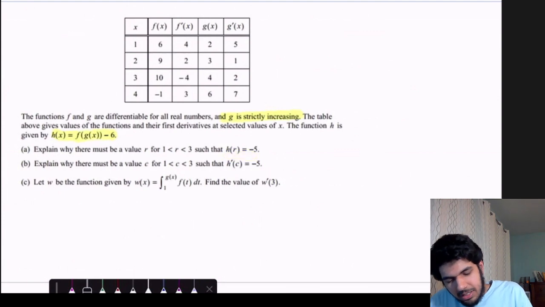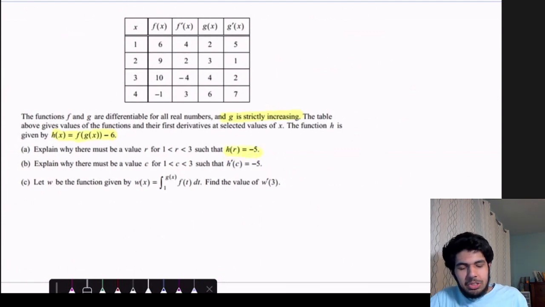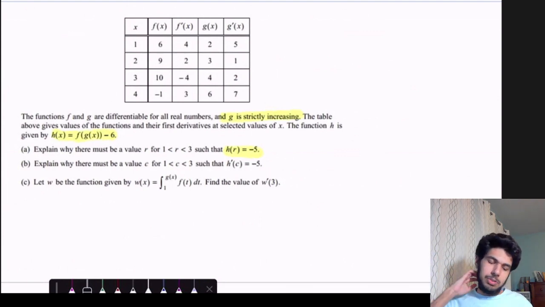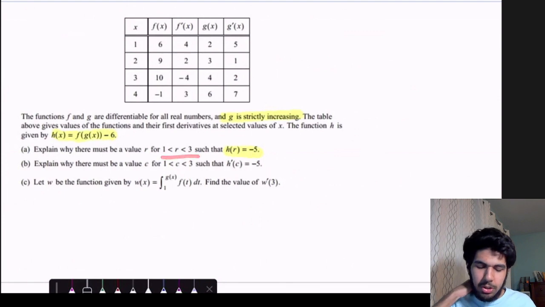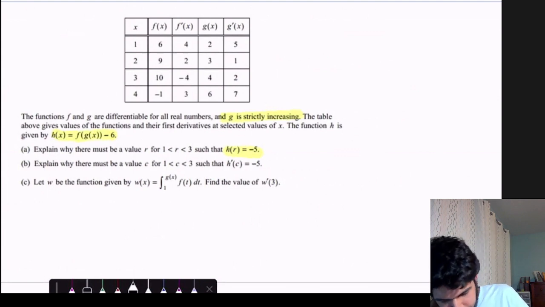And maybe it's a little bit hard to figure out what we need to do to find this h of r equals -5, since we're only given a few values in the table. But notice how our domain for r is restricted between 1 and 3. So why don't we just take a look at h of 1 and h of 3 and see what happens.